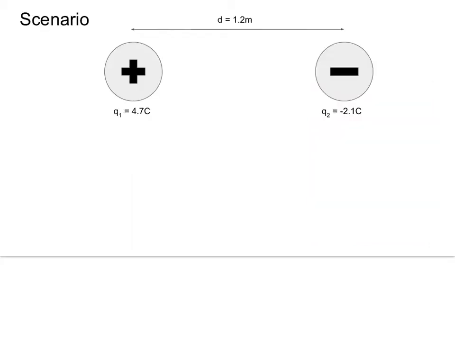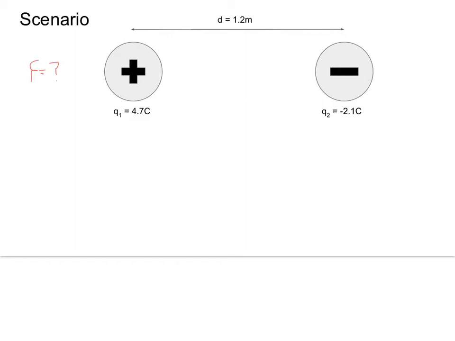Alright, let's jump right into a scenario. Let's say we have two charged objects. One is positively charged at 4.7 coulombs. The other is negatively charged at negative 2.1 coulombs. And they're a distance of 1.2 meters apart from each other. Our question is, what is the force that exists between these two objects?